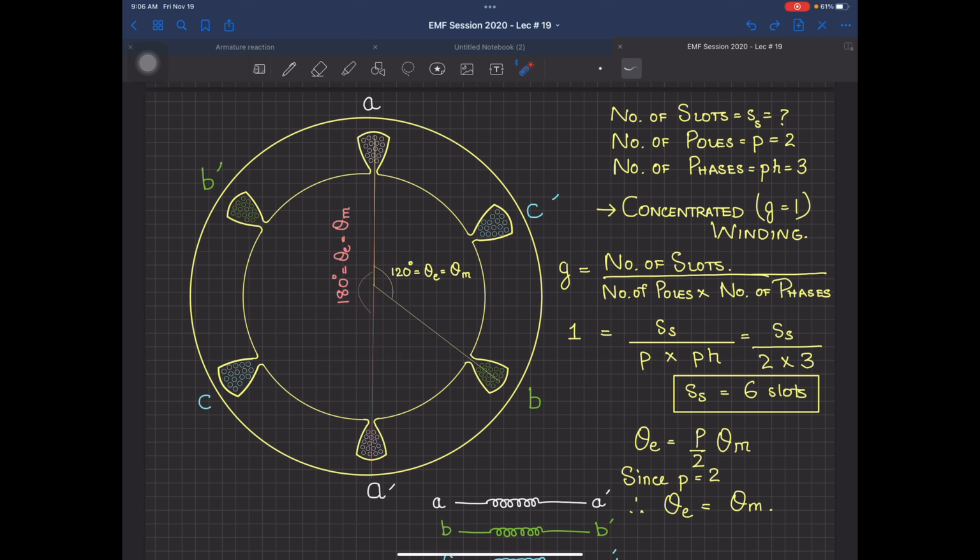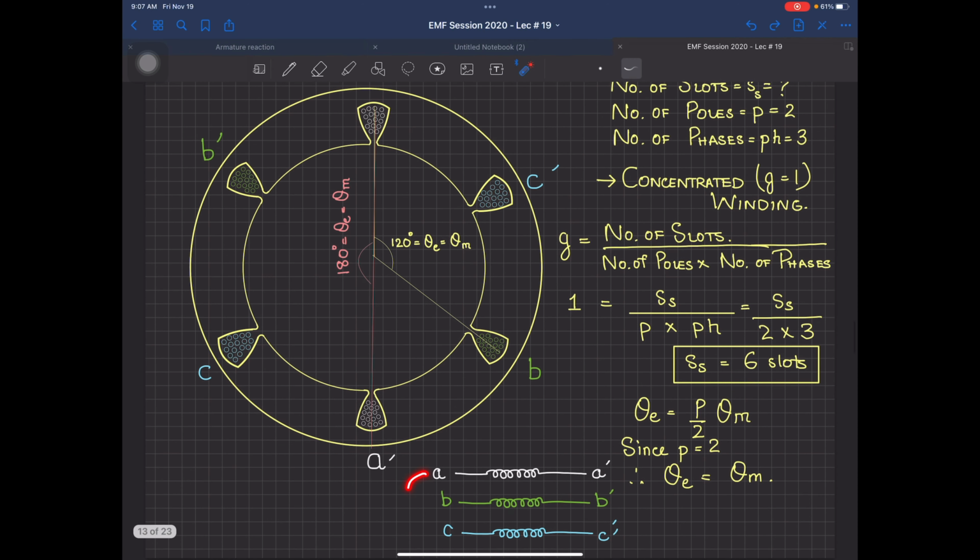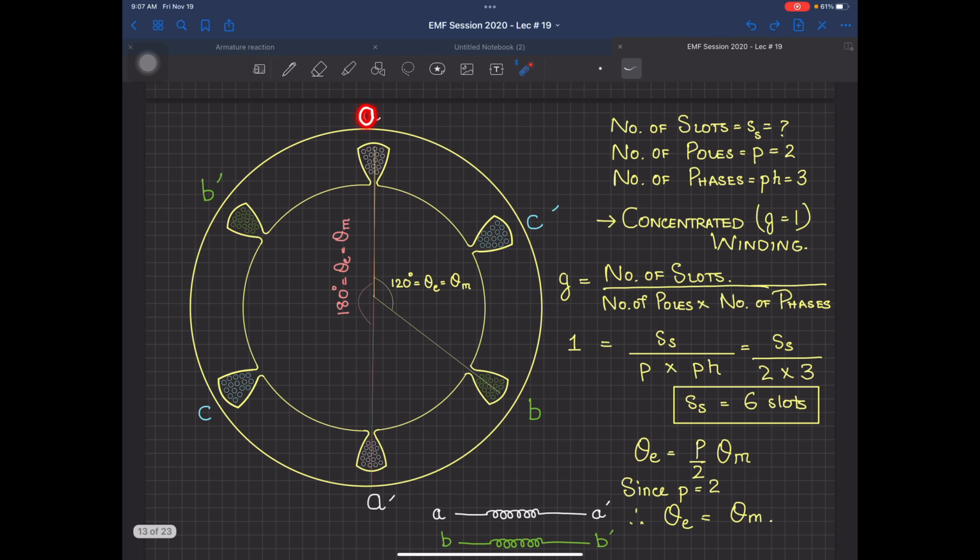You have 3-phase supply, A dash, B dash, C dash. You have 6 slots. The phase difference between A and B, how much is it? 120, and that is electrical. Now you want to convert it into mechanical. We have the expression for this machine that whatever the electrical angle is, it will have the same mechanical angle. So if I put A over here, in the first slot, where does A dash have to come? This is a question over there.